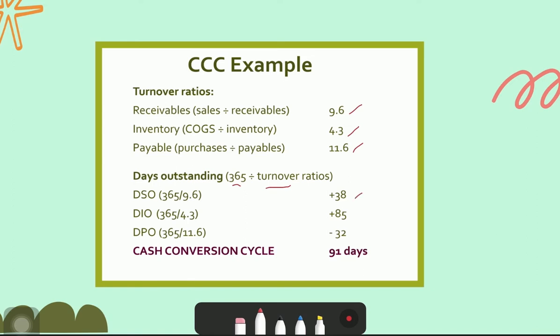And then for the DIO, 365 days divided by the turnover ratio 4.3, so it is 85 days outstanding. And then for the DPO, 365 days divided by the turnover 11.6, the days outstanding is 32. So 38 plus 85, and then we minus 32 days of payable. So the cash conversion cycle of the company is 91 days, meaning the company takes about 91 days to get back the cash.